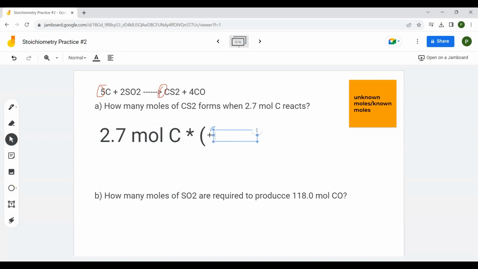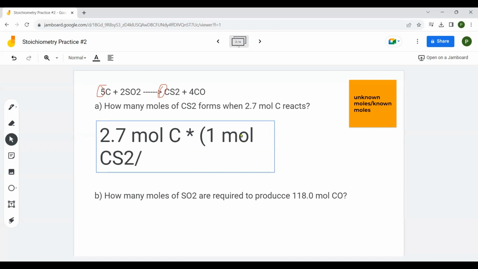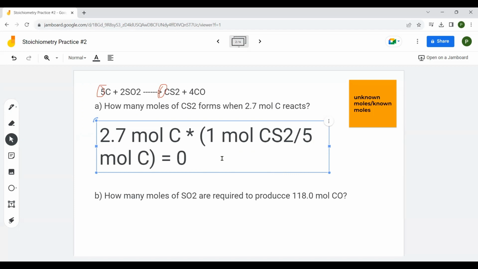If I go back down to my equation, I can then set it up with 1 mole of CS2, because that's our unknown. That's what we want to figure out, over our known, which is carbon. So 5 mole carbon. That is our equation that we're going to use. So we can plug that into our calculator, and we're going to end up with 0.54 mole of CS2.